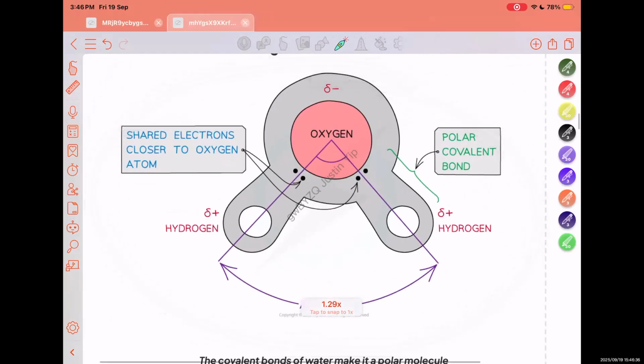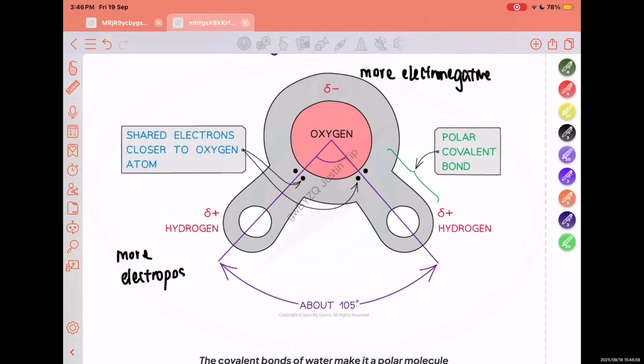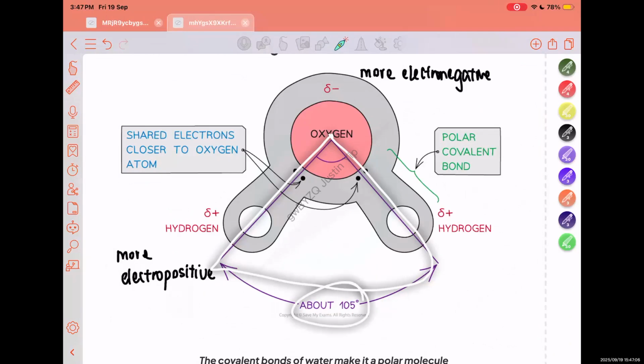So oxygen is delta negative, because they are more electronegative, while the hydrogen part is delta positive because they are more electropositive. And the angle between them is about 105 degrees. Okay, 105 degrees.